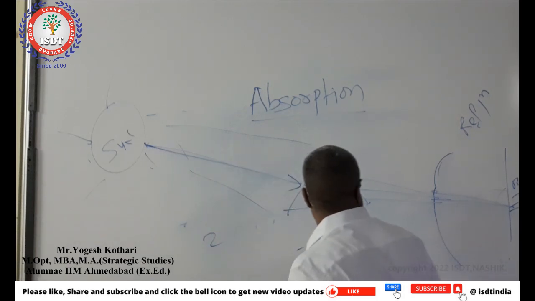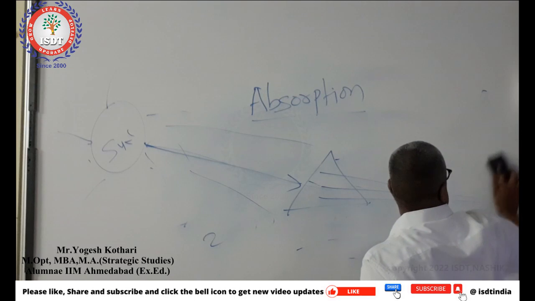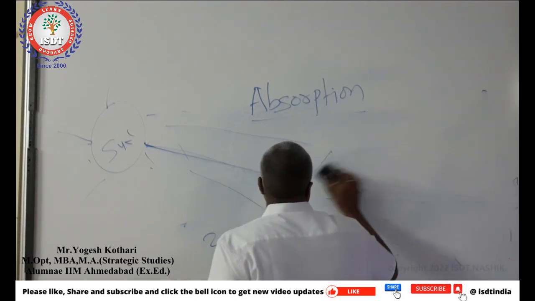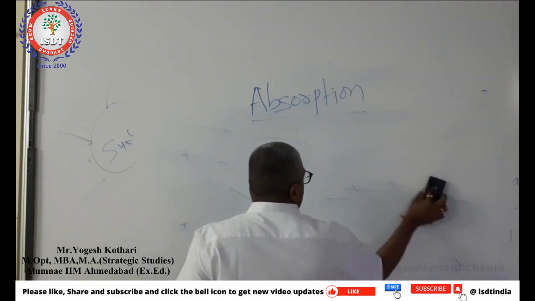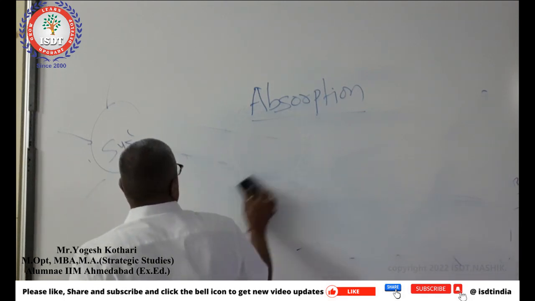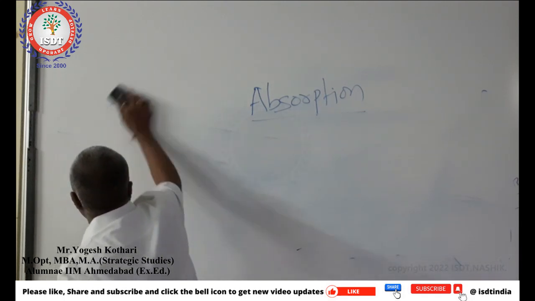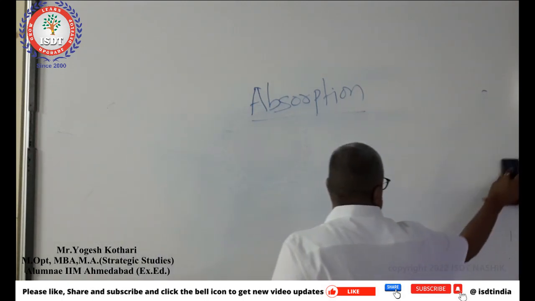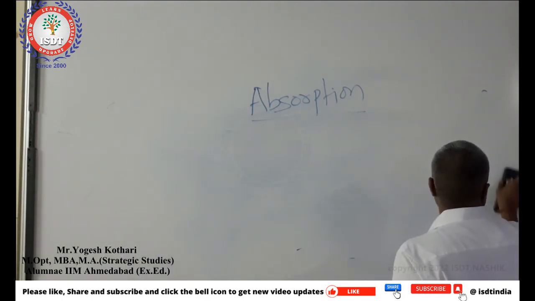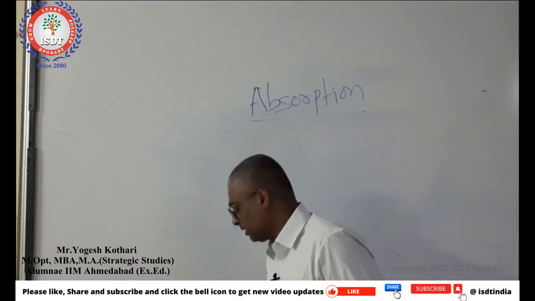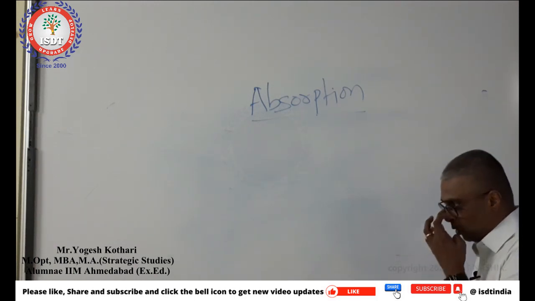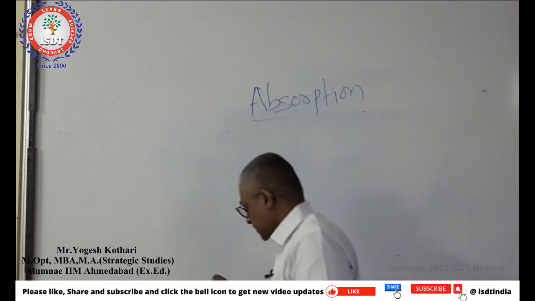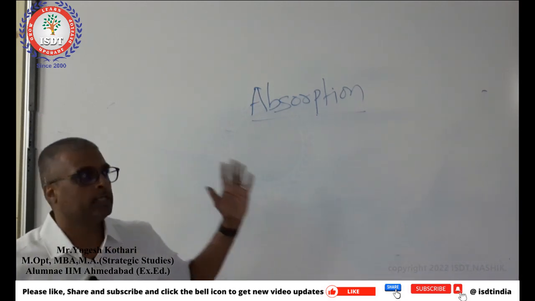Now once we know there is reflection, there is refraction, and there is absorption, these three properties we need to understand and apply in daily understanding of light or refraction or whatsoever. So now we will go to the next part, the application of this light.